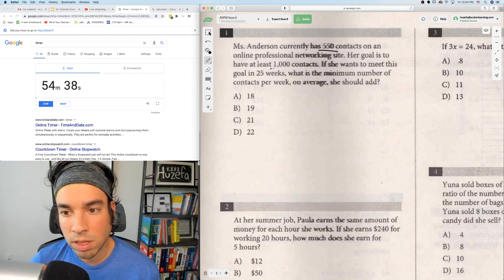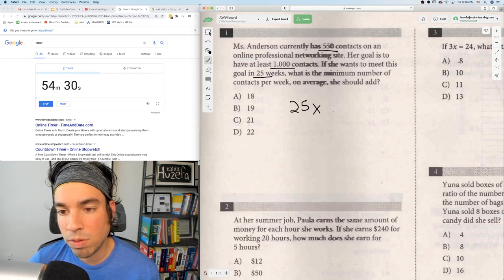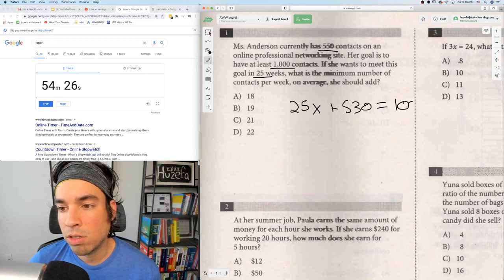Okay, her goal is to have at least 1,000. She wants to meet this goal in 25 weeks. So 25 times the number per week. What's the minimum number she should add on average per week? So 25 times X plus 530 equals 1,000 is her goal.